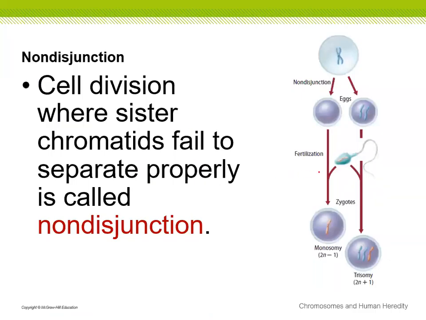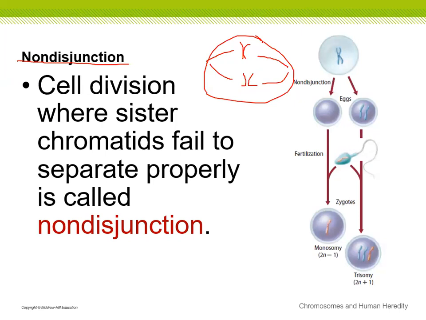So that process is done through something called non-disjunction. This is when those sister chromatids don't separate properly. If you remember, when we have the cell, and we have those things that are all lined up in the center, here's my spindle. What's supposed to happen is these are supposed to pull apart nice and cleanly, right?